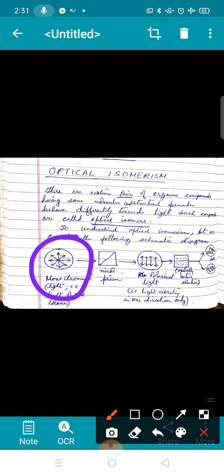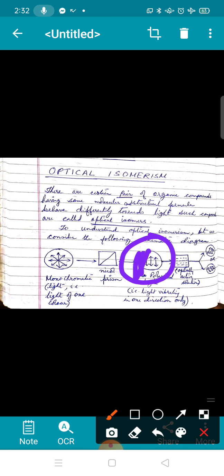Now as you know, light when it is passed through prism, the path of the light gets deviated. So here we have a specially designed prism called Nicol Prism. Take care of the spelling, it is not Nickel Prism, it's Nicol Prism. Now the speciality of this prism is it makes the light vibrate only in one direction. So here you can see the arrows are pointing only up and down, that means they are vibrating up and down like this. Okay, this is called polarized light.